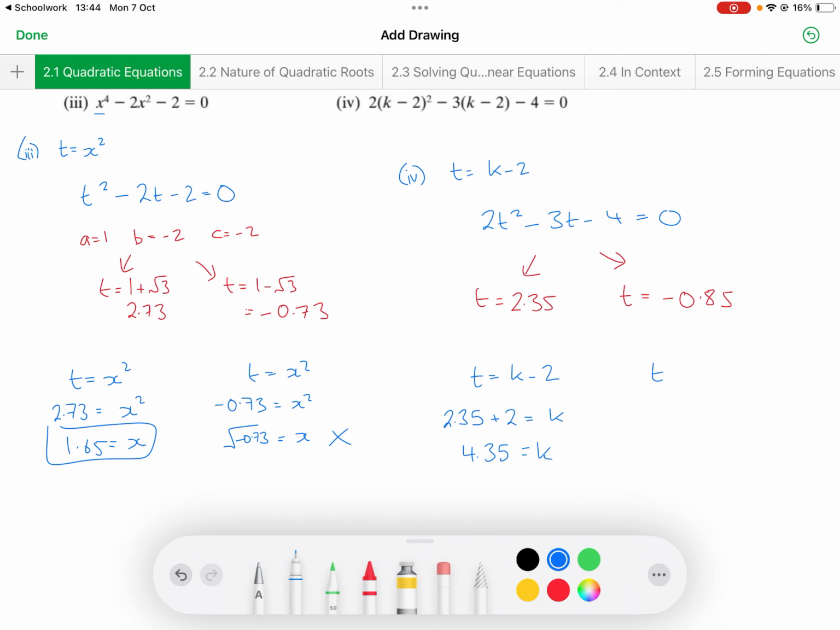Or on the other side, t is equal to k minus 2. So t is minus 0.85. Bring the minus 2 across, it becomes plus, and you get k equals 1.15. Sub them both in and both answers work.